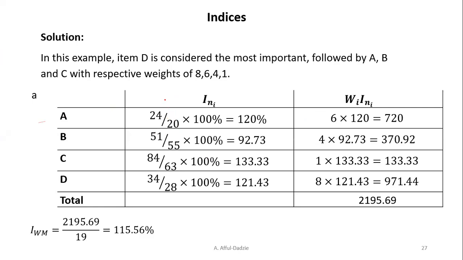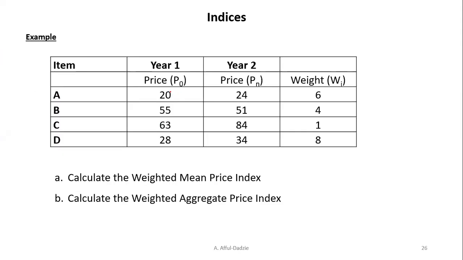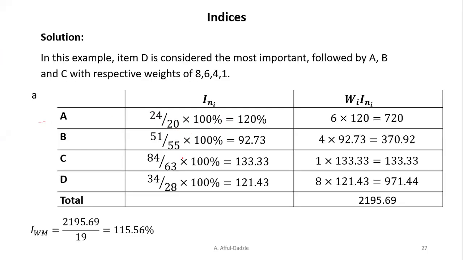So here, if we take the weighted mean, we first take the first one. So here you take 24 over 20 times 100, this over that, this over that, this over that, and you find the indices. So these are the indices. When you are done, you multiply each index number by the weight. So 120 by its weight, 192.73 by its weight, in that order.